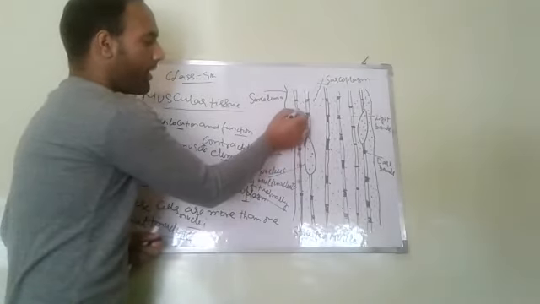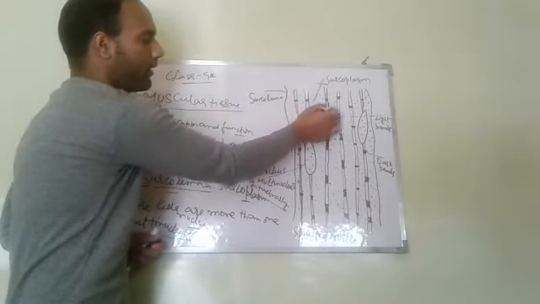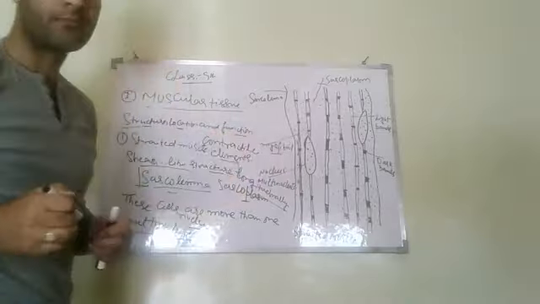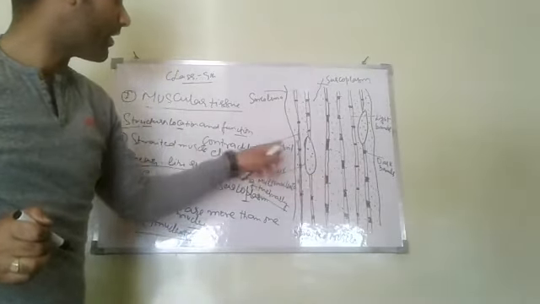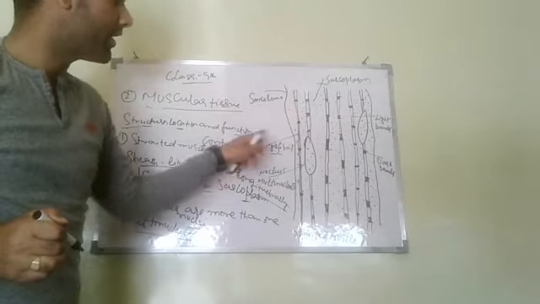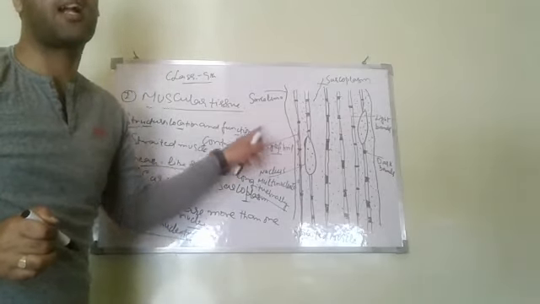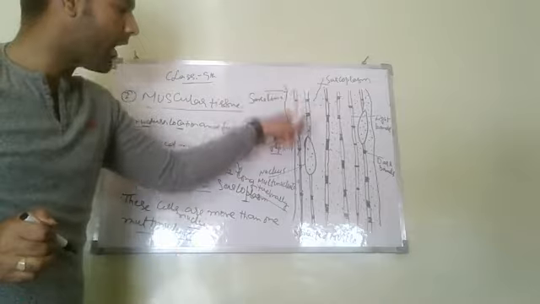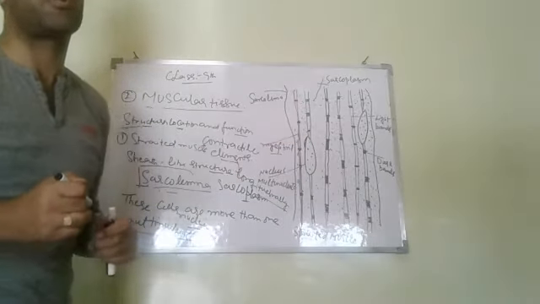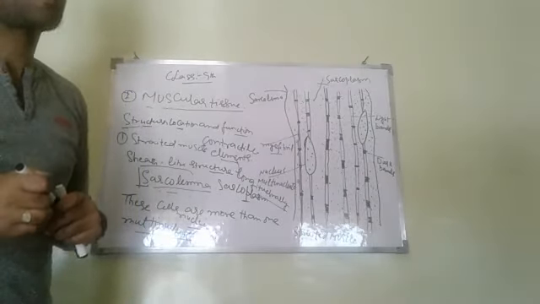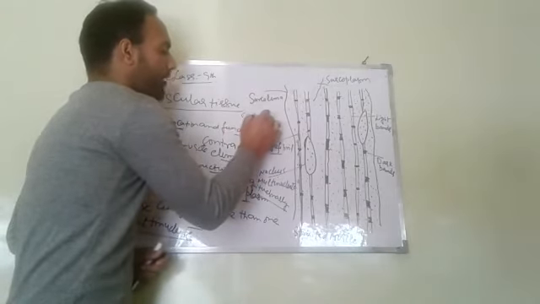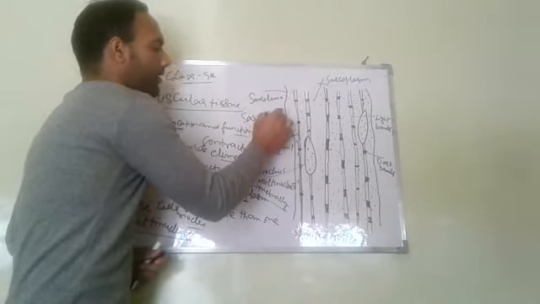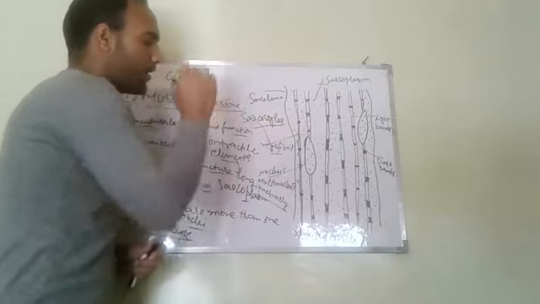Here I have shown these are myofibrils. One myofibril, second myofibril, third, fourth, fifth, sixth. This is cytoplasm. Inside this, in the longitudinal direction, run contractile elements. These myofibrils are called contractile elements, running longitudinally inside the cytoplasm of the striated muscle fiber. These myofibrils are also known as sarcostyles. This is another name for these.